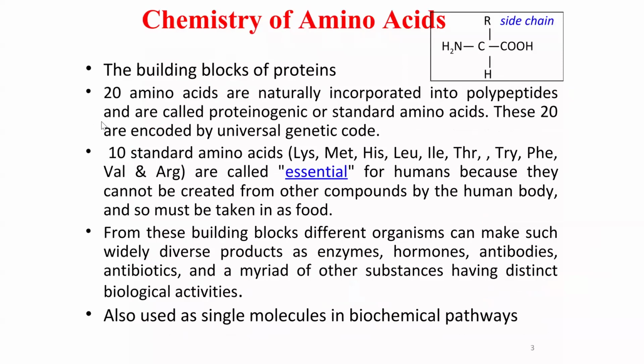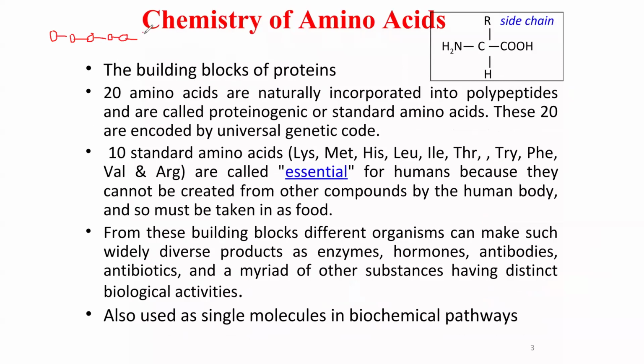So amino acids are the building blocks of proteins. It means, as mentioned previously, amino acids are the raw materials used in building proteins. So in proteins, we need amino acids. Each of these amino acids is linked with one another to produce what we call polypeptides.